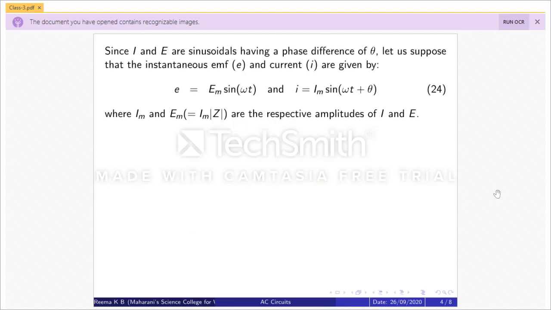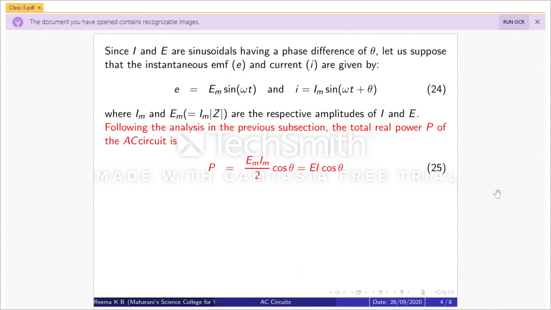Since I and E are sinusoids having a phase difference of theta, let's suppose that the instantaneous EMF E and current I are given by E is equal to Em times sine of omega t and I is equal to Im times sine of omega t plus theta, where Im and Em, which is equal to Im times the magnitude of impedance Z, are the respective amplitudes of I and E.